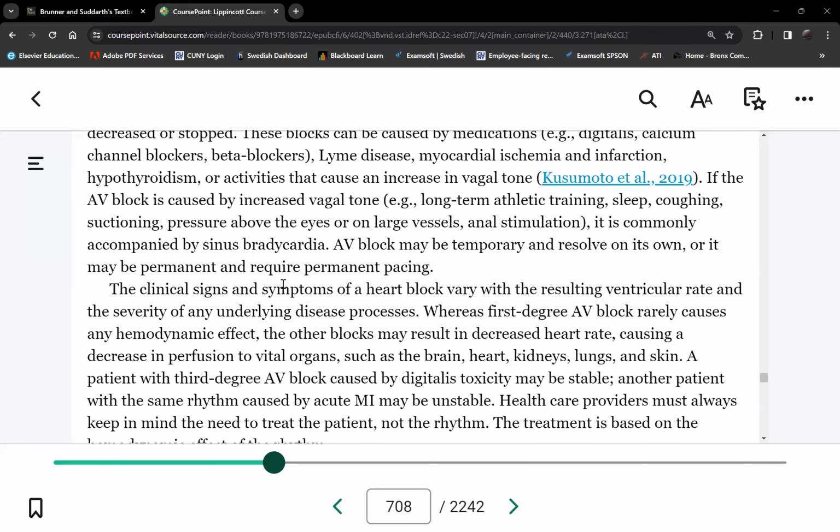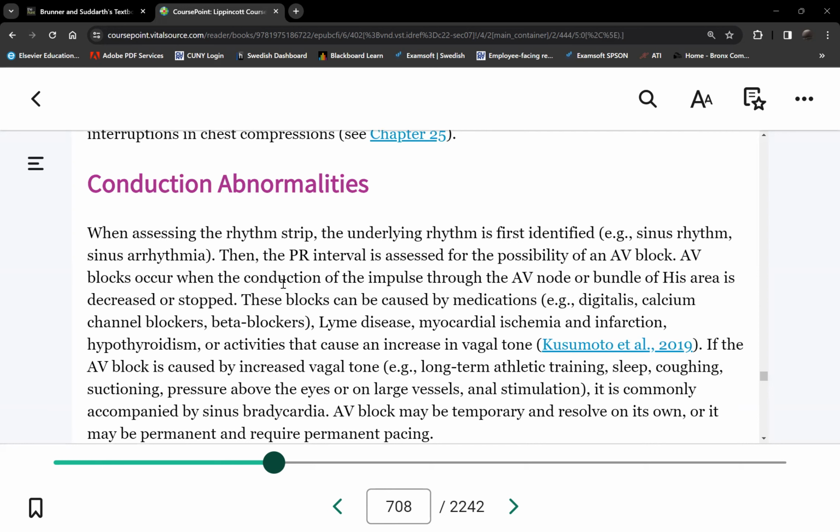Let's go now to conduction problems. When we say conduction abnormalities, this is referring to the SA node and the AV node. Because once the SA node fires, the electrical impulse is supposed to be received by the AV node and then transmitted, correct? To the bundle of His and the Purkinje fibers. So with these conduction problems, we have three, actually four.